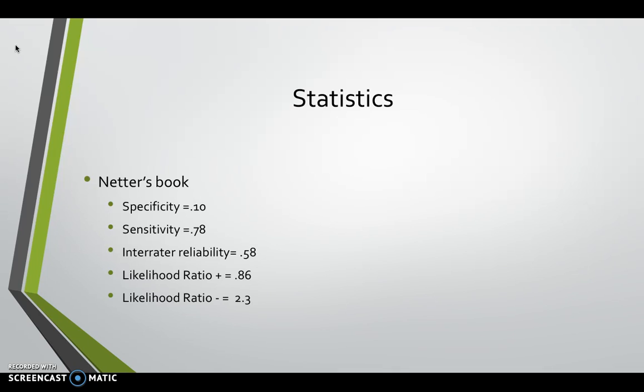Inter-rater reliability is the ability between two physical therapists to get the same results when they perform the test. Next, we have positive likelihood ratio, which is 0.86. It's not that good because the positive likelihood ratio indicates the probability favoring the existence of a disorder. The higher the number, the better the chances are. Next, we have negative likelihood ratio, which indicates the possibility of an absence of the disorder, and this is 2.3, which you might think would be good, but for negative likelihood ratios you want to be below 1. So in this situation, it is not good.